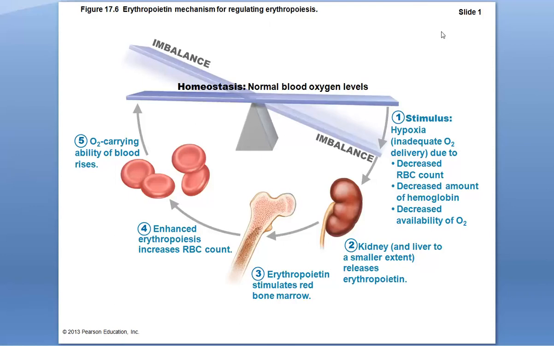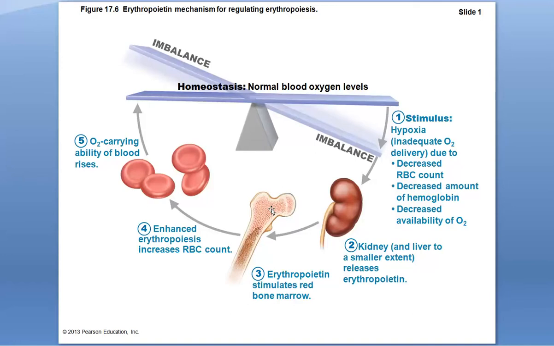So if we look at our example here, we see our stimulus, hypoxia. That hypoxia is detected by the kidneys, and the kidneys, and to some extent the liver, release erythropoietin. The erythropoietin goes to the red bone marrow. In an adult, that would be in the proximal epiphyses of the femur that you see here, and the humerus, and in the flat bones, such as the scapula, the sternum, the ilium, and some of the bones of the skull.